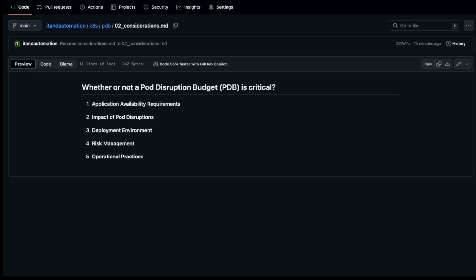If we look into these topics here: application availability requirement. If your application has a strict availability requirement and any downtime or service disruption could have significant consequences, it is critical. But if that is not the case, you may not need a PDB. Impact of pod disruption. Consider the impact of pod disruption on your application. If terminating a pod causes data loss or transaction rollbacks, or it could be latency, then you would consider a PDB. Deployment environment, risk management, and operational practices.